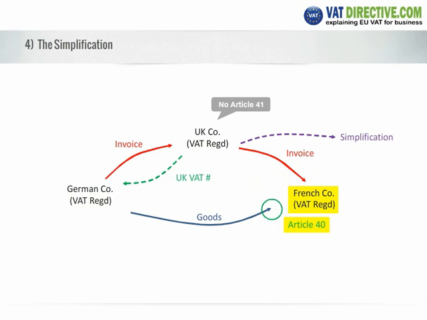So it is a simplification, because essentially there's no VAT loss here, and because the French company has to account for the acquisition VAT, and obviously if they're partially exempt, then they would suffer the VAT just as they would if they bought it direct. So there's no VAT loss, and it's quite a simplification. It stops these unnecessary VAT registrations.